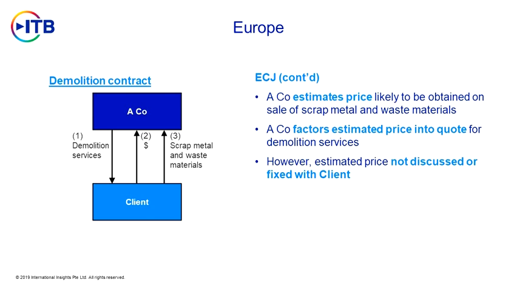ACO takes title in the scrap metal and waste materials, item 3 in the diagram, and is generally able to sell those goods to third parties. ACO tries to estimate in advance the quantity of scrap metal and waste materials and the price likely to be obtained on their sale. ACO factors in that estimated price when preparing the quote for the demolition services. However, the estimated price is not discussed or fixed with the client.